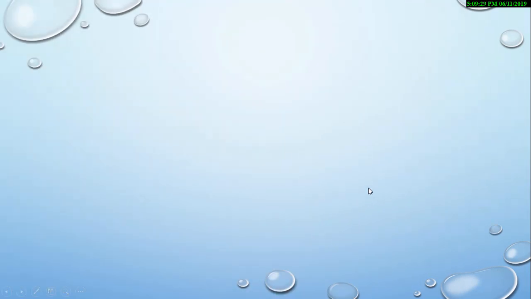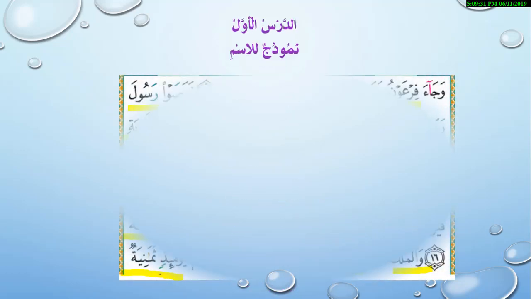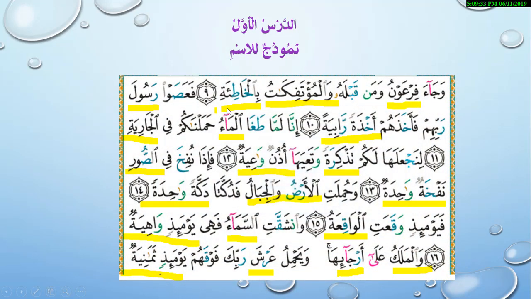Okay, here's a sample for اسم. وجاء فرعون ومن قبله والمؤتفكات بالخاطئة. You need to point to the nouns. Here فرعون is a name. والمؤتفكات has alif and lam, so it's ism. بالخاطئة has a preposition, alif and lam, and it has kasra, so these are three signs. فعصوا رسولا, the word رسولا accepts tanween. All of these are nouns because they have or accept one of the noun signs that we just talked about.